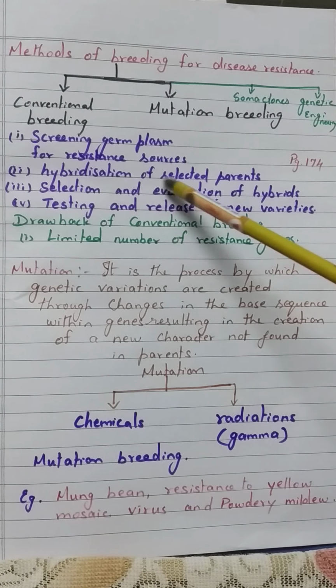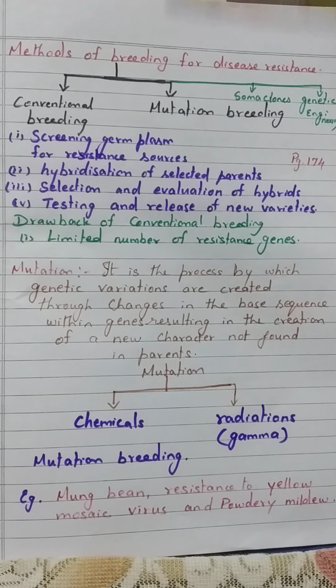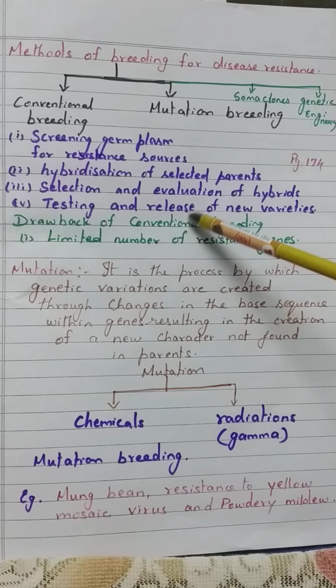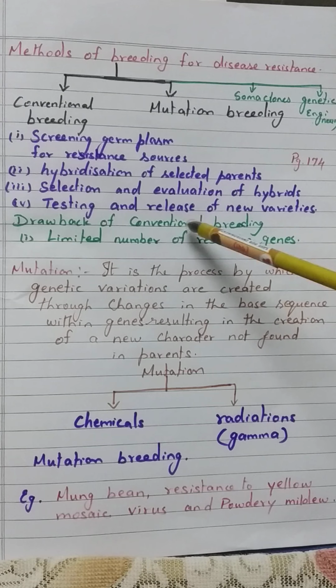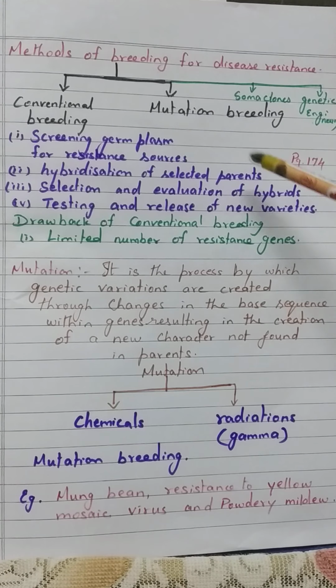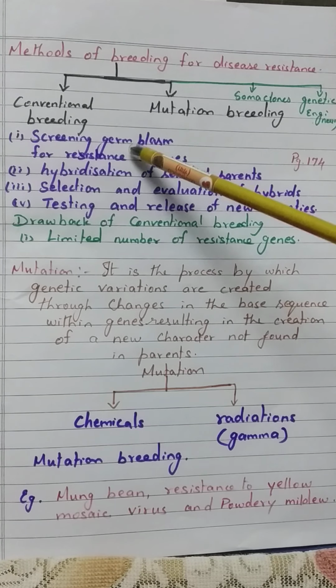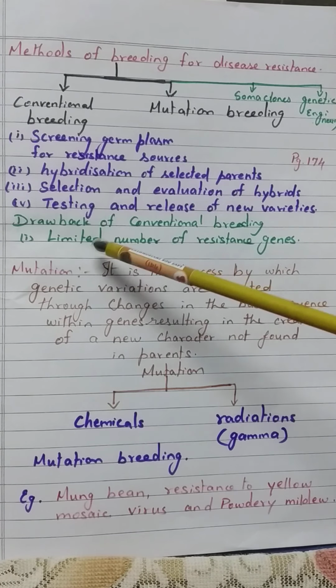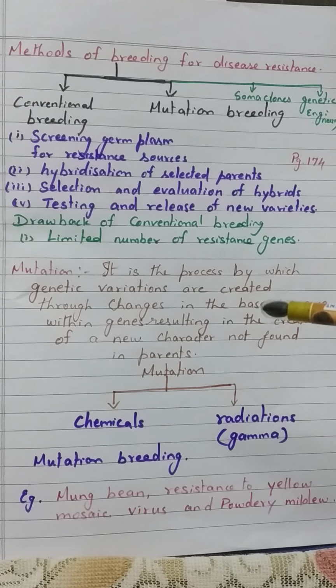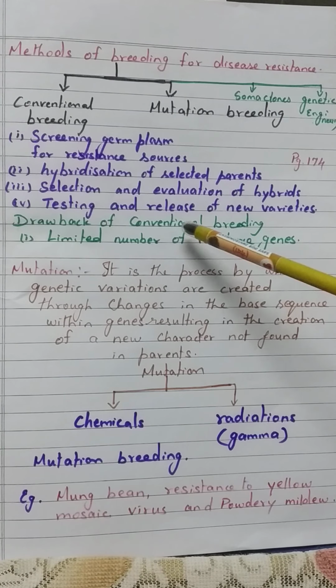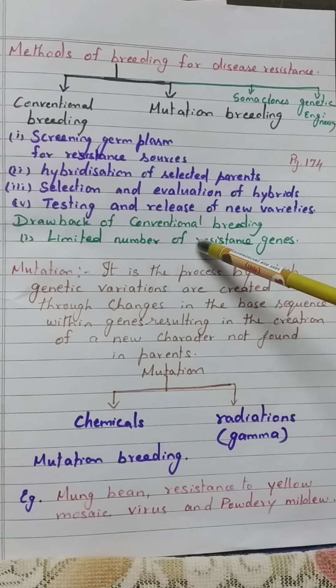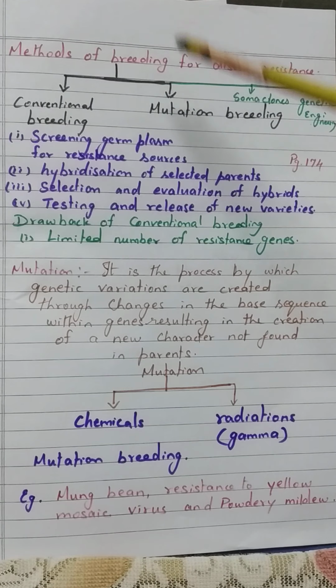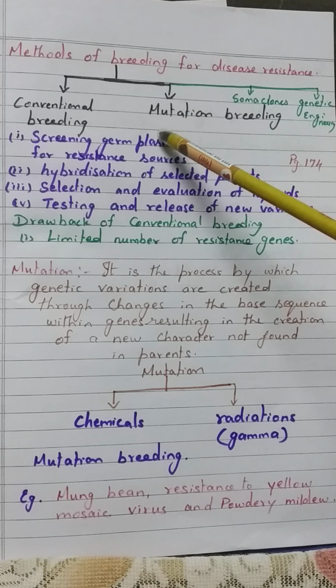The main drawback of the conventional breeding method is that the hybrids produced are resistant against diseases, but the resistant genes that we collect from the wild as a source are limited. Only a limited number of resistant genes are there in the wild. So, in such cases, we use the mutation breeding method.